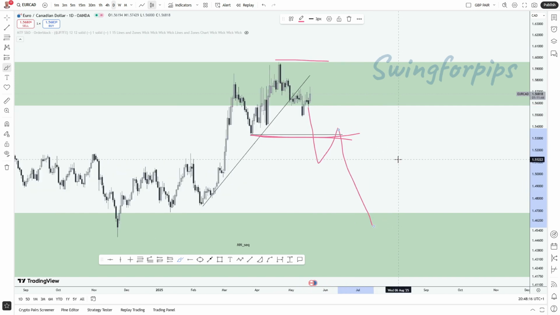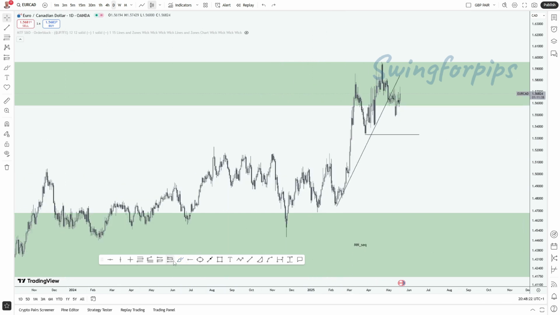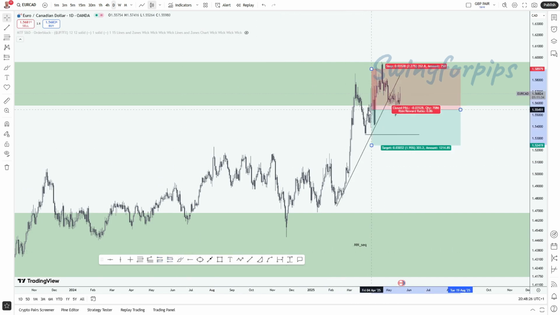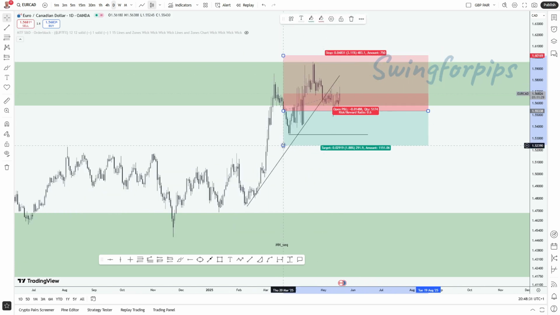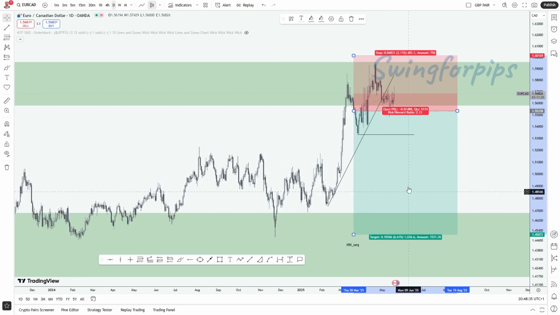But for those who are aggressive traders, they've placed a sell on the monthly time frame to sell the whole of this zone. We're actually having a sell on this zone right now, targeting this range right here on the monthly.